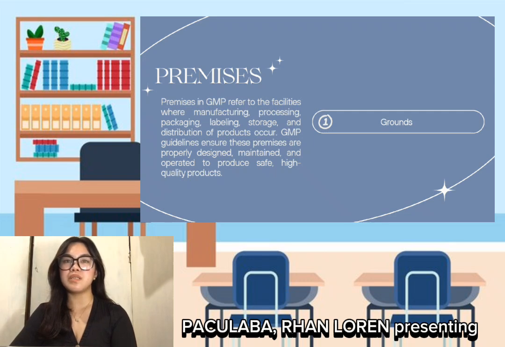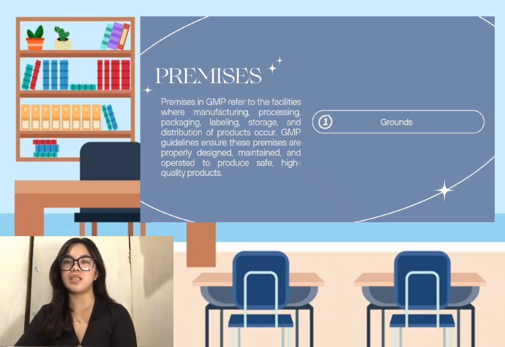Premises. So, ang premises refers to the facilities where product are made, processed, packed, labeled, stored, and distributed. So, GMP or Good Manufacturing Practices Guidelines ensure na ang facility ay proper design, maintained, and operated to ensure safety and high-quality products. So, included din dito ang cleanliness, environmental control, and proper care of equipment and personnel para maiwasan ng contamination.